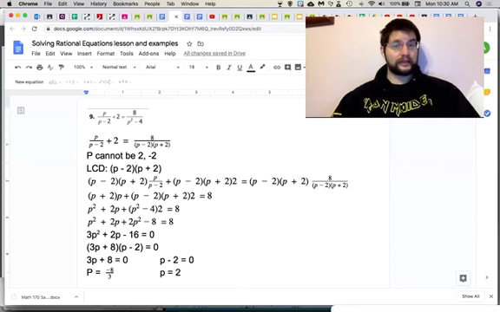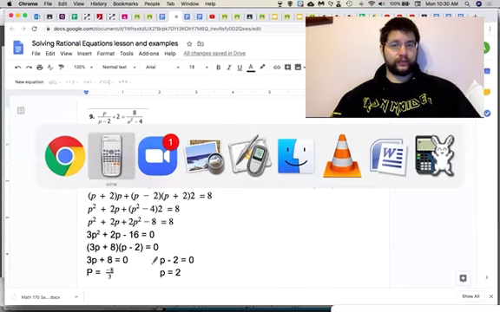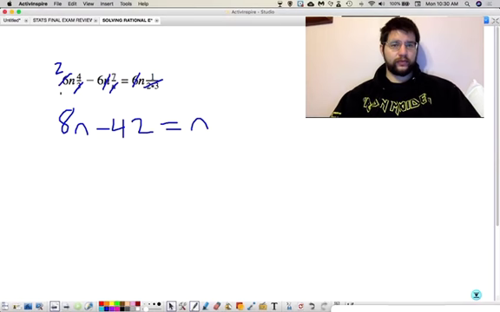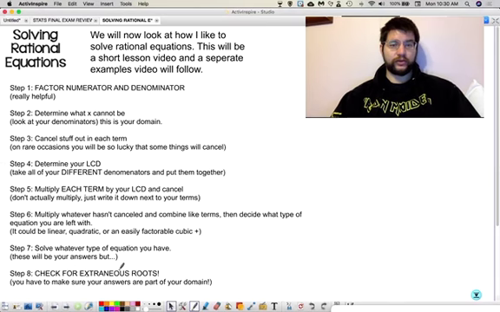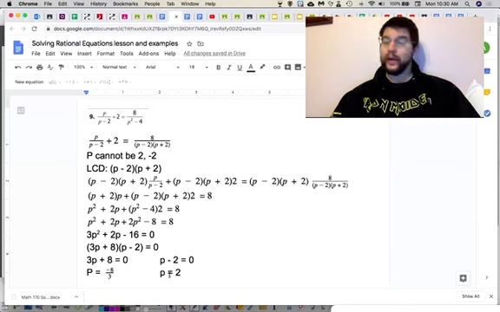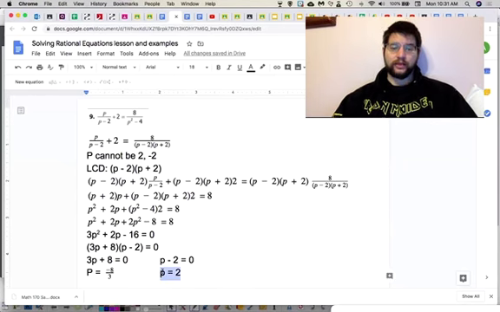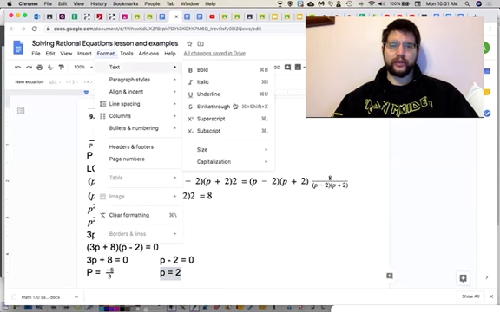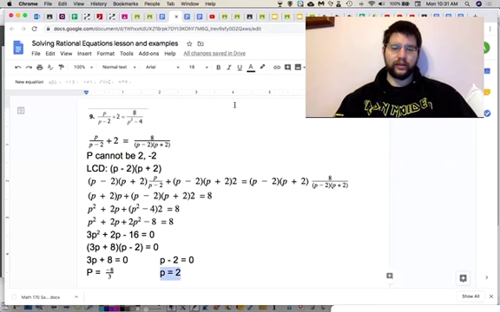Wrong. What was that last step? Check for extraneous roots. We can't have 2. P cannot be 2 or -2. So I'm going to strike through that. If you go to format text, you'll see your shortcut. Mine's Command-Shift-X. That's what I'm actually going to use. You could just click that button though, Command-Shift-X for me.